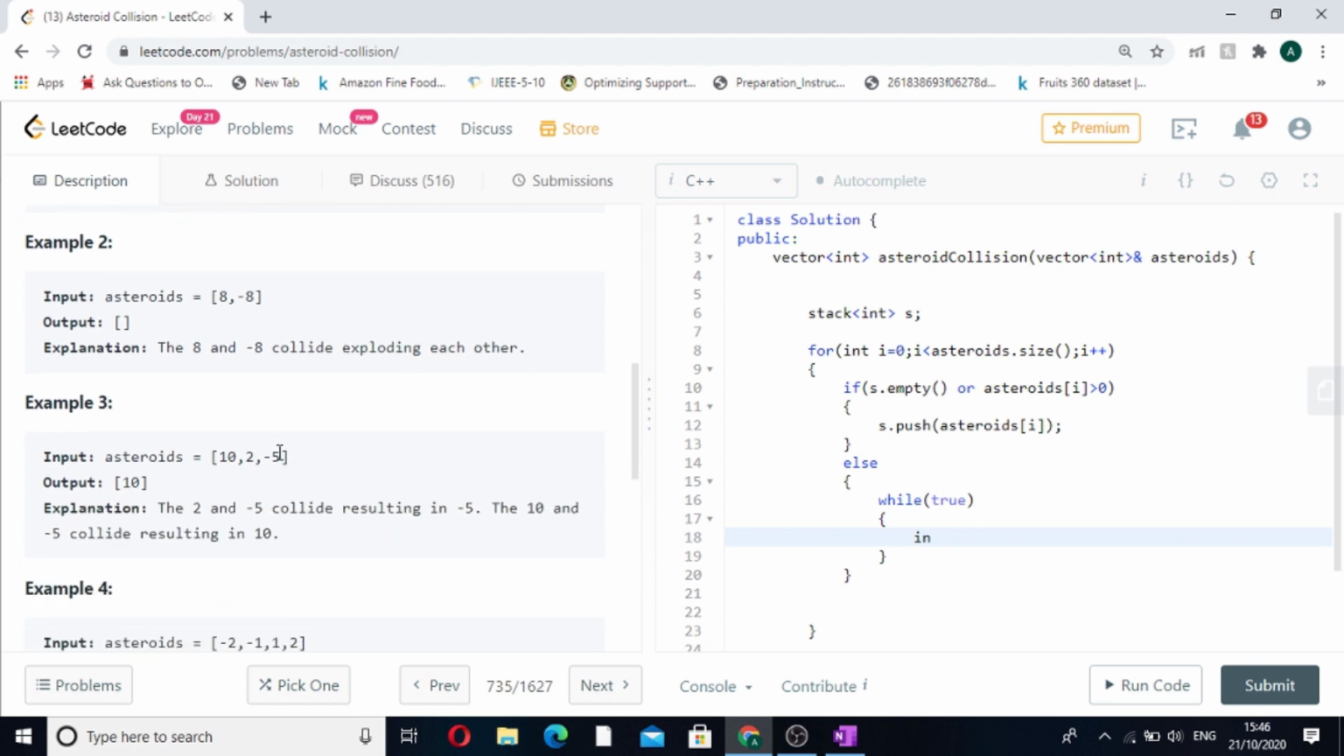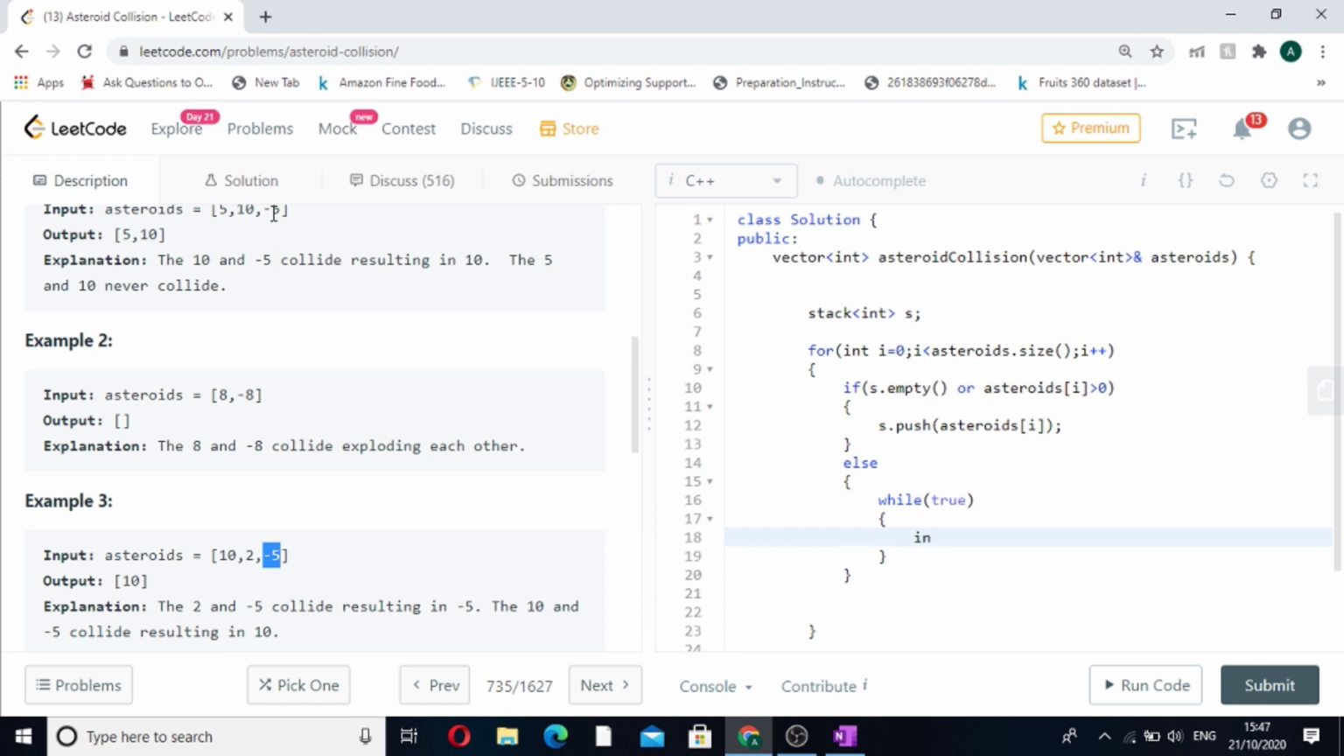When will that happen? When the top of the stack is already negative. It means that the top of the stack is moving in the left direction, and we again encountered a negative asteroid, and we will simply push it in the stack, because negative and negative will move in the same direction and no collision will take place. So we have to first find the top value of the stack. So top will be equal to s dot top.